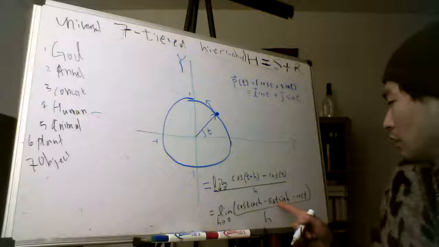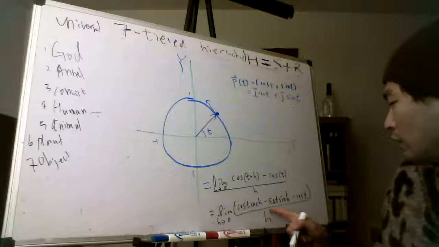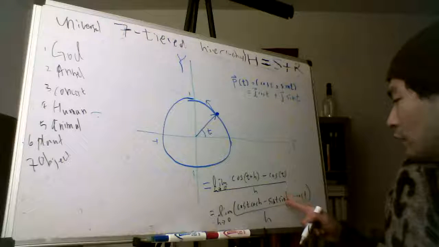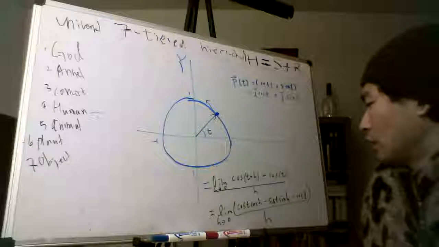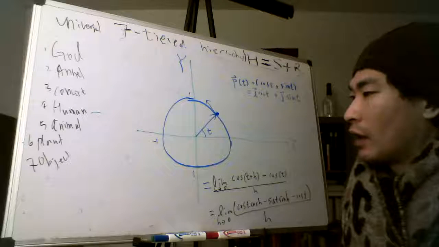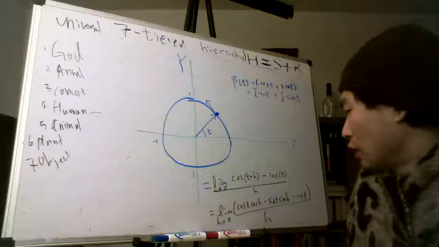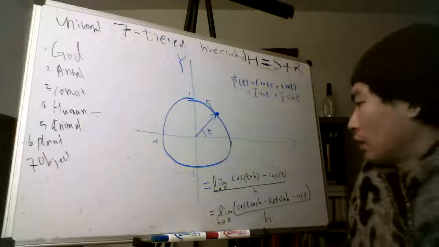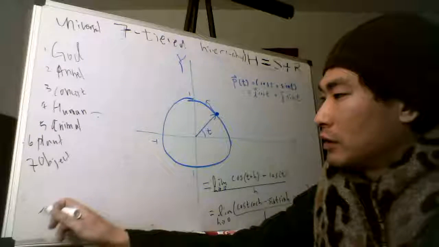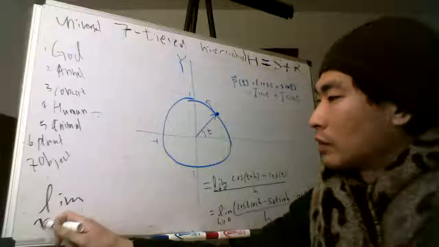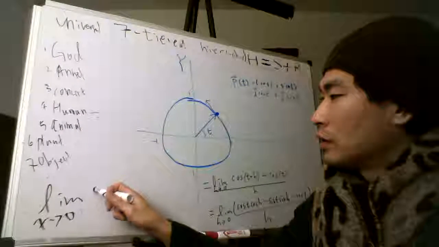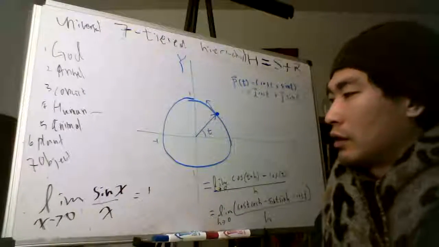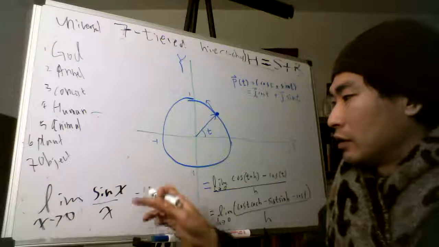Okay, so you have a situation where it's 0 over 0, because sine h becomes 0, right? So 0 over 0, that's where things get very tricky. But there is an identity known in mathematics where the limit as x goes to 0 of sine x over x becomes 1. Okay, so we're going to use that.